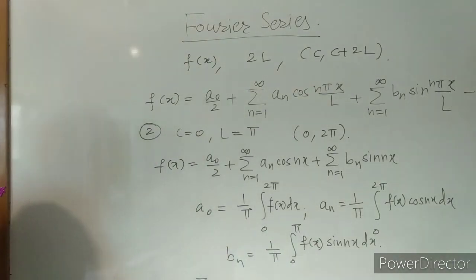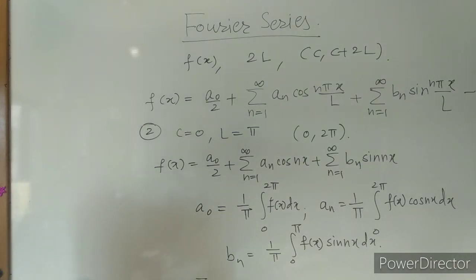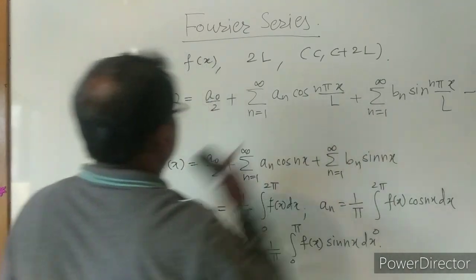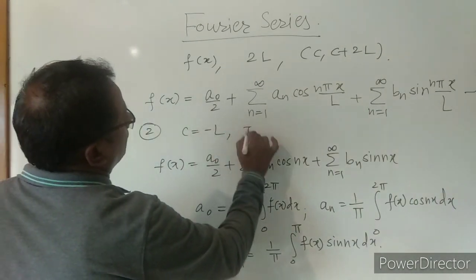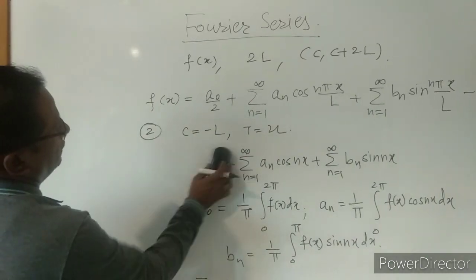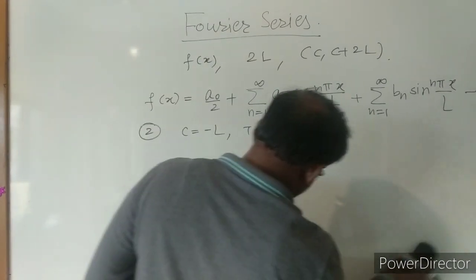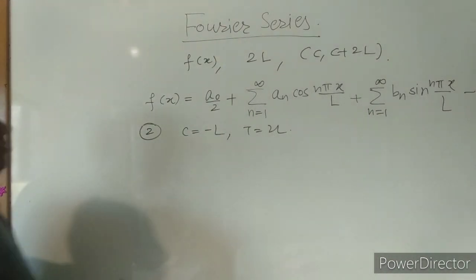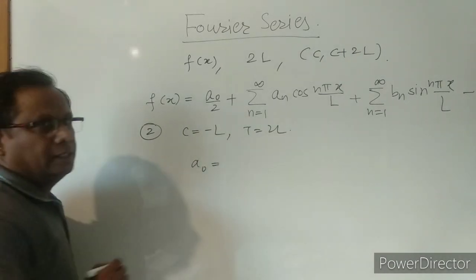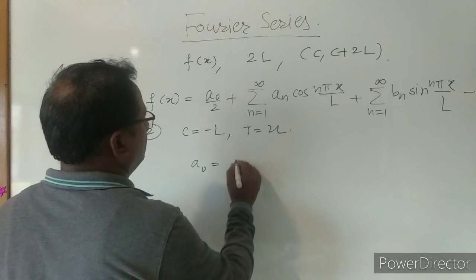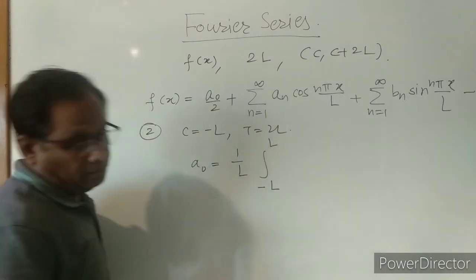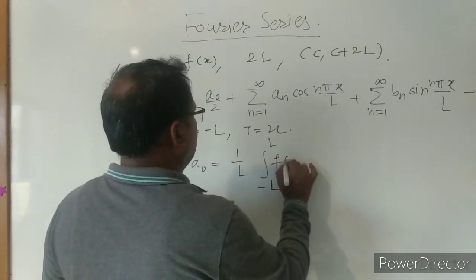Now case 4, where we will take c equals to minus L and period equals to 2L as it is. Okay, so in this case we will consider c is minus L and period is 2L. What happens if I consider like this? The Fourier series is again given by equation 1, no doubt, because period is 2L. Only what changes here is how to find a0, an and bn. a0 now is equal to 1 upon L integral minus L to plus L, c to c plus 2L means minus L to L, f of x dx.